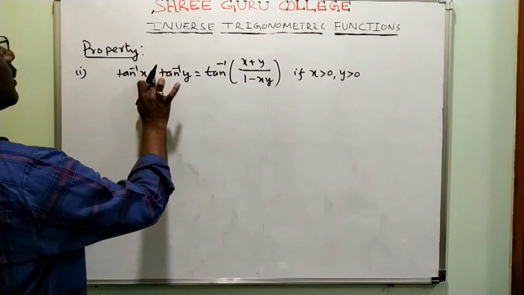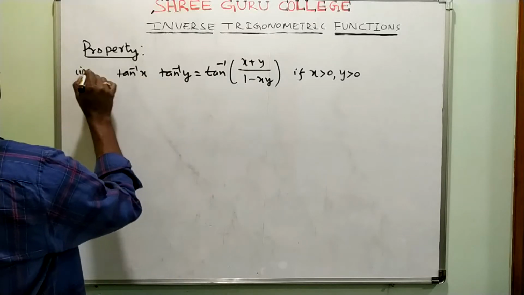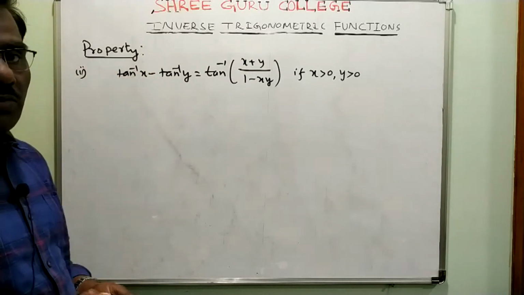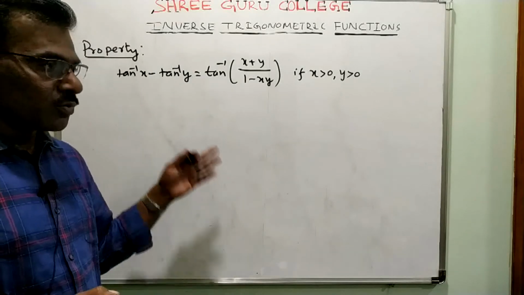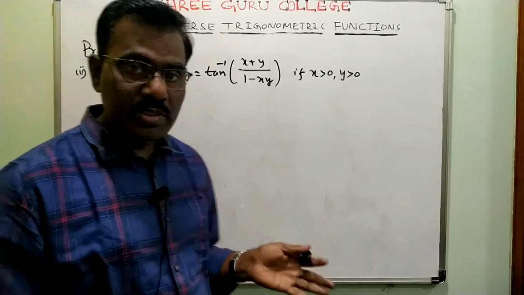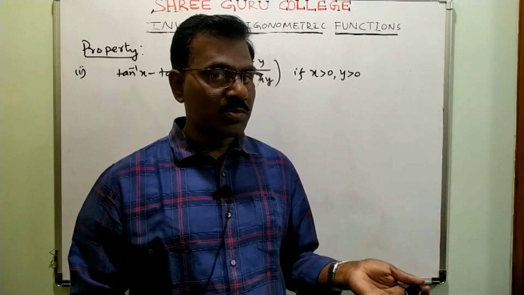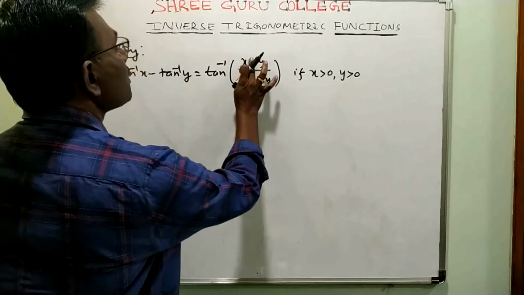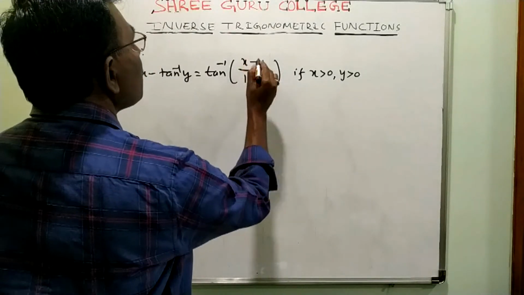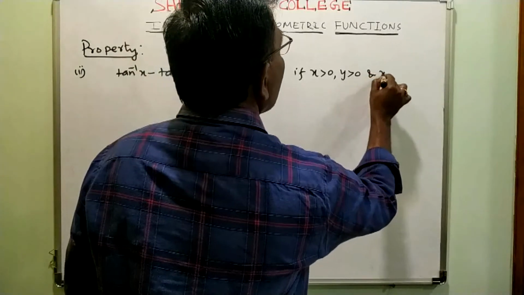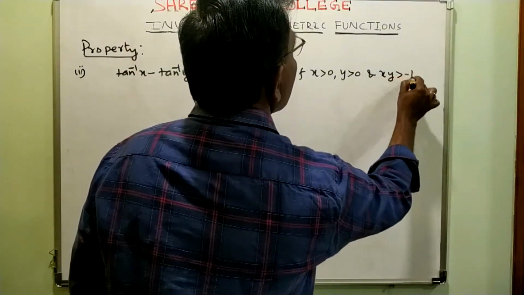Now take the second one: tan inverse of x minus tan inverse of y. Similarly, we can prove it, with one as angle A and one as angle B. Consider tan of (A minus B): tan A minus tan B by 1 plus tan A tan B. This is (x minus y) by (1 plus xy), and xy greater than minus 1.